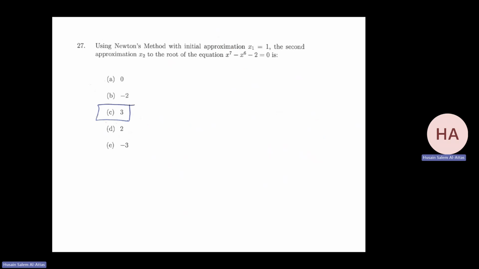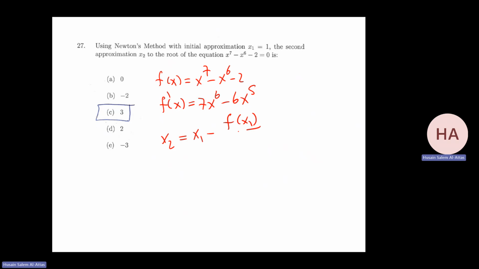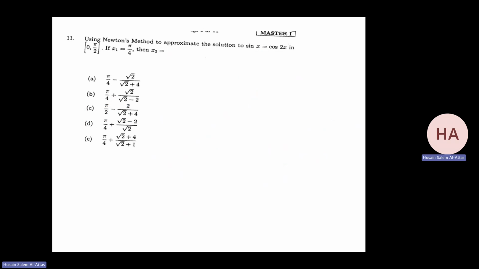Okay, now the same thing. I think we get the idea. We just follow the formula. So f prime will be 7x to the power 6 minus 6x to the power 5. So x2 will be x1 minus f of x1 over f prime at x1. He gave me x1 is 1. f of 1 is 1 minus 1 minus 2, so it will be minus 2. The formula has a minus sign, okay? So this is minus 2 over f prime at 1, 7 minus 6, that is 1. So I have 1 plus 2, which is 3. So that will be the answer.